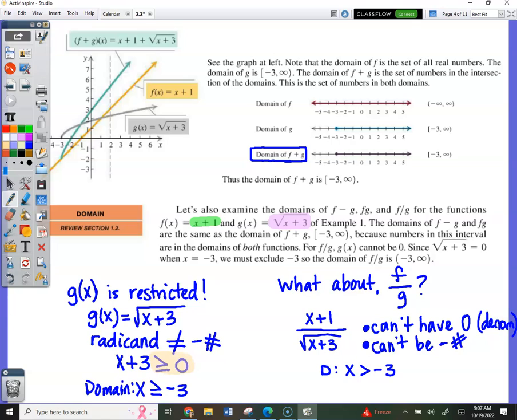If you're not sure about your domain answer, pick a number, plug it in. If you get an error, then you know it's out of the domain. So for instance, let's pick negative 4, because negative 4 is not greater than negative 3. If I plug negative 4 in here, on top I would get what? Negative 3, which is okay. On bottom I would get negative 4 plus 3, which is negative 1. Can you take the square root of negative 1? No, you cannot, which means there's a problem, which makes sense because we said you have to stay higher than negative 3. So when in doubt, pick a number, plug it in, and see, does it fit the domain that you've just stated?